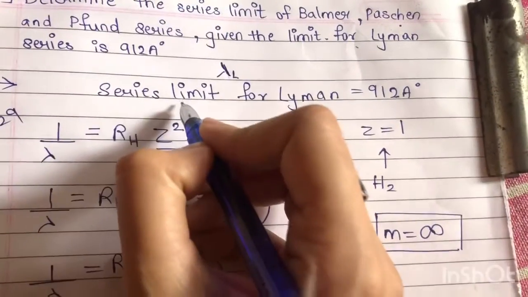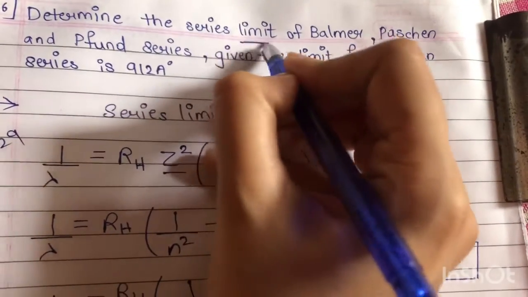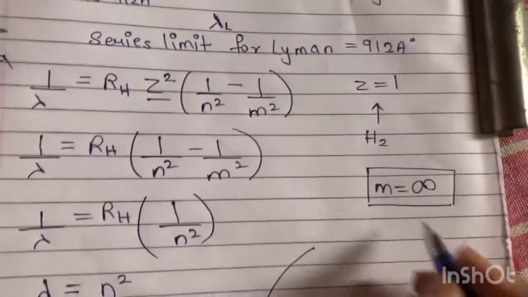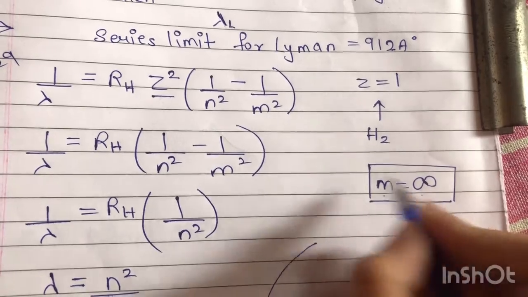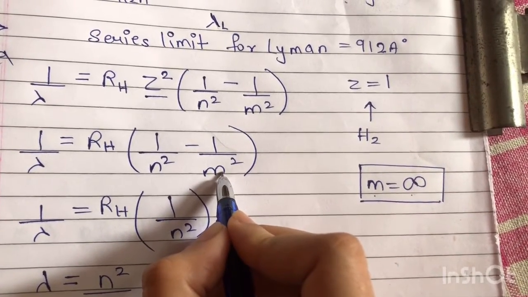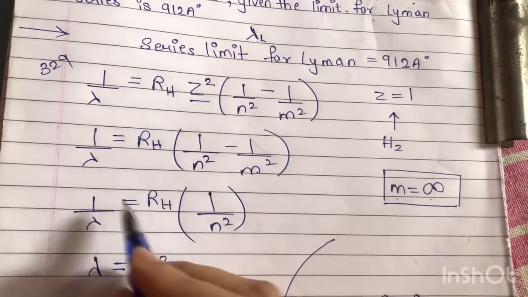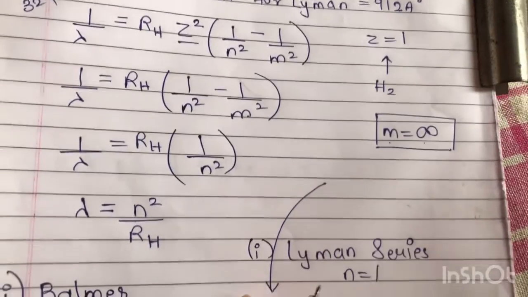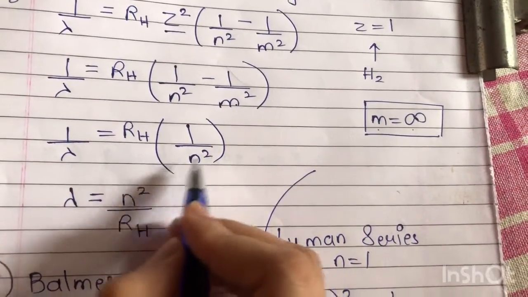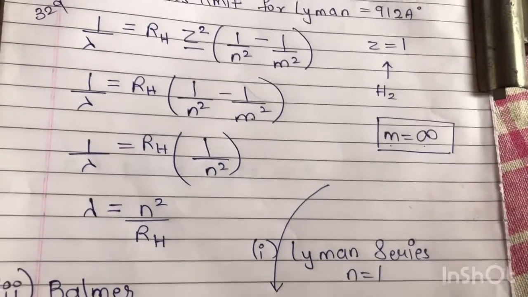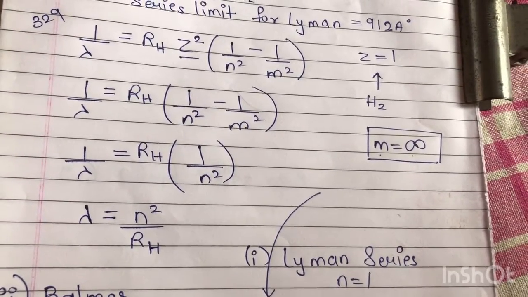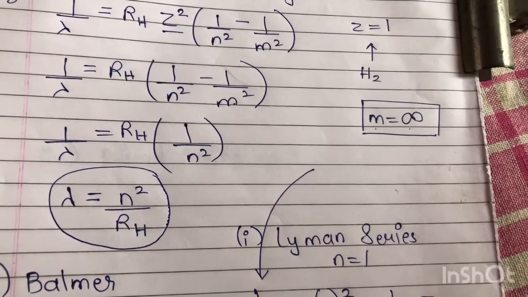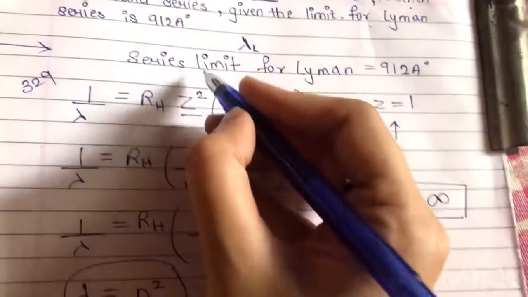Now here they have asked us to calculate the series limit. When we calculate the limit of the series, at that time we substitute m as infinity. So after substituting m as infinity, the new formula is 1 upon lambda equal to Rydberg's constant into 1 upon n square. Take the reciprocal of lambda, then the formula is n square upon Rh, that is Rydberg's constant. This formula is directly given in your textbook. If you go through the theory part nicely, then there is no need of doing all these things.